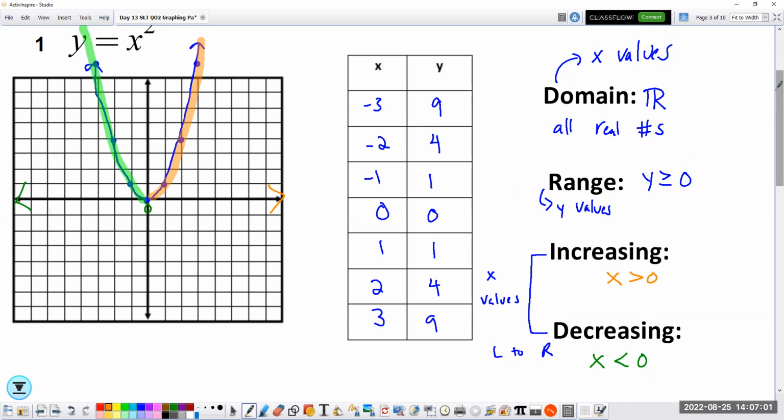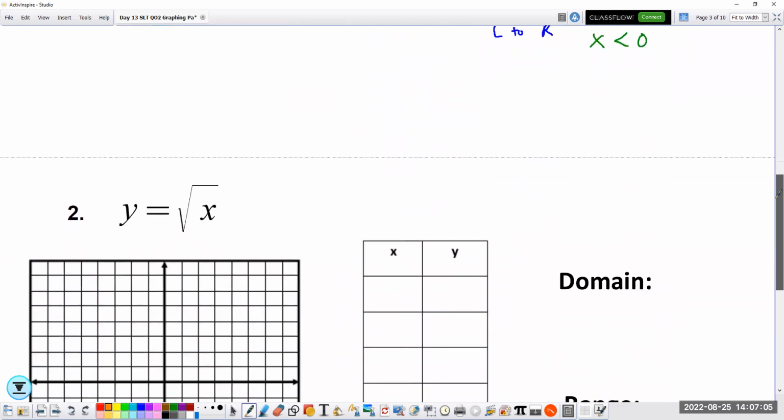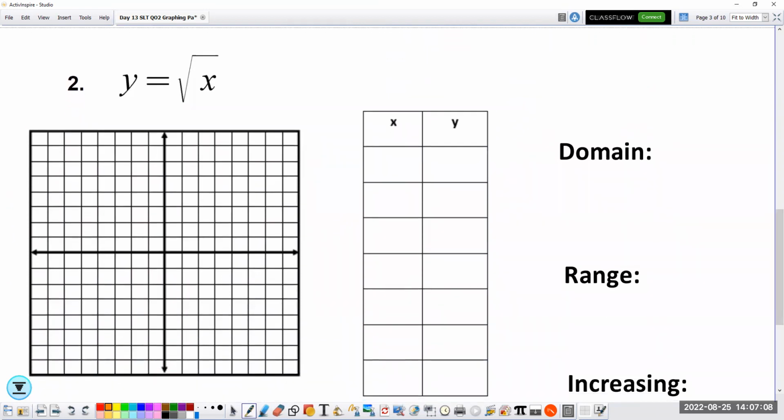Let's take a look at our next parent function. We call these parent functions because there's no transformations. So now we have the square root of x. Now, we've talked about this before. We can only input positive values. So we don't just want to be like 0, 1, 2, 3, 4. We're taking the square root.